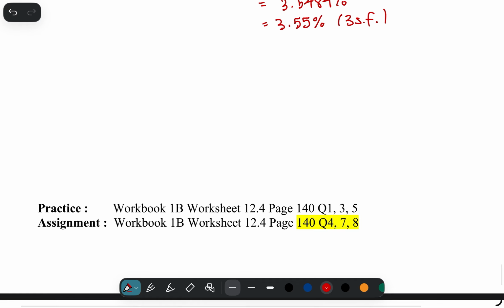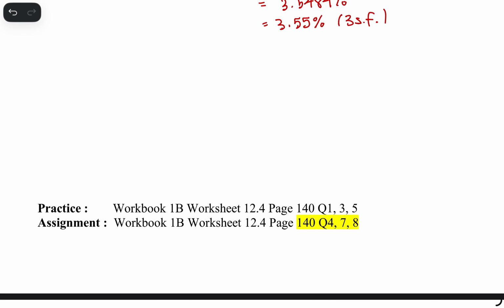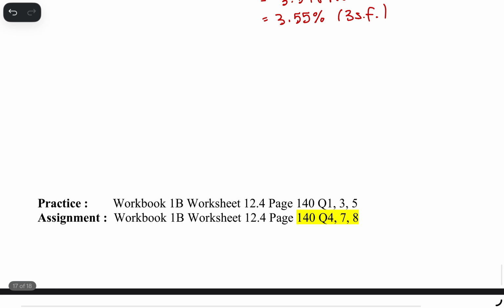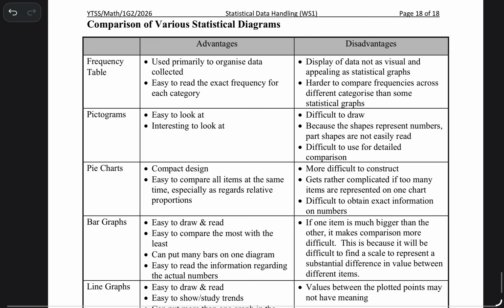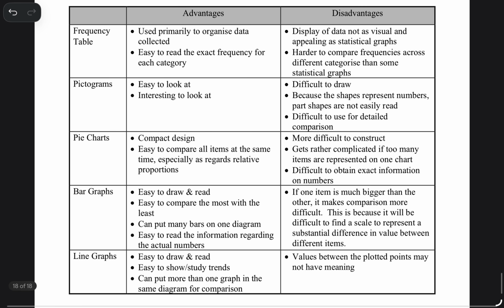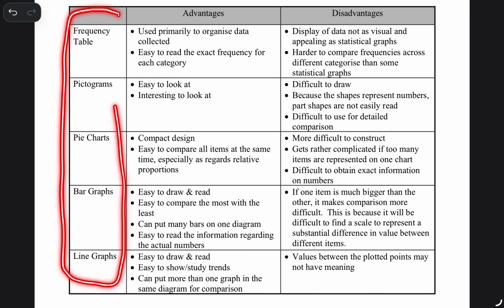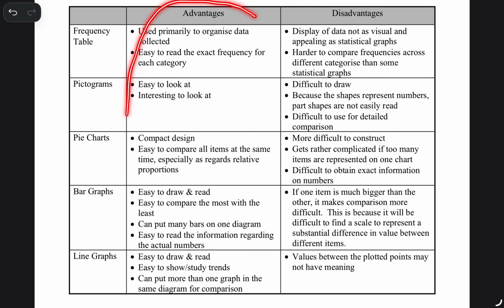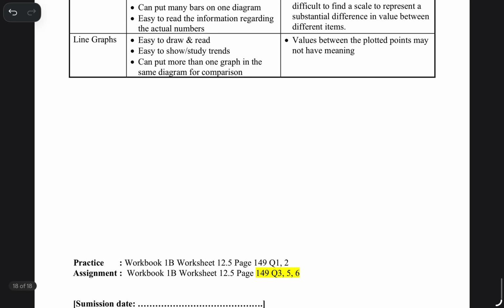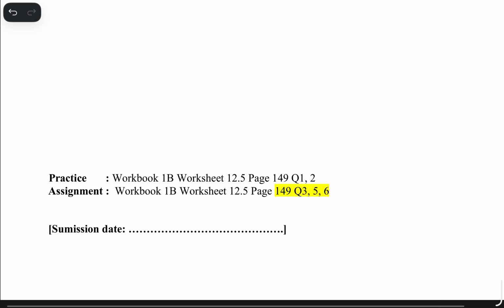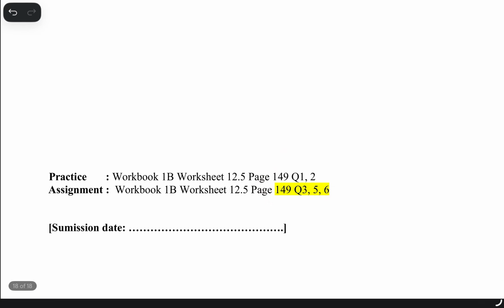Once you're done, please go back and complete workbook 1B, question 135 plus question 478 as your homework. Also for the last part of this worksheet, we have gone through all these different types of statistical data analysis. I want you to go and consolidate all the advantages and disadvantages of using these different types of diagrams which we have gone through earlier. Then also go back and complete these assignment questions in your workbook as well. You will collect this homework the next lesson we see you.